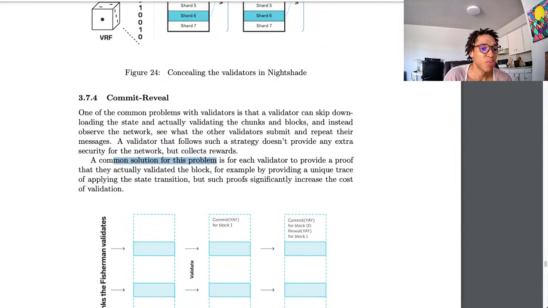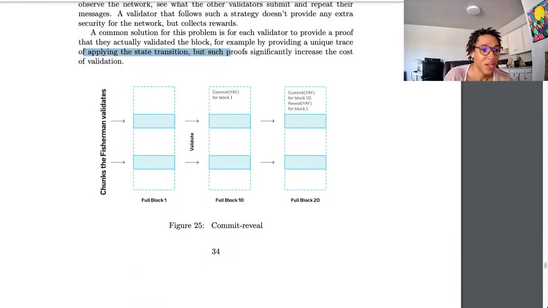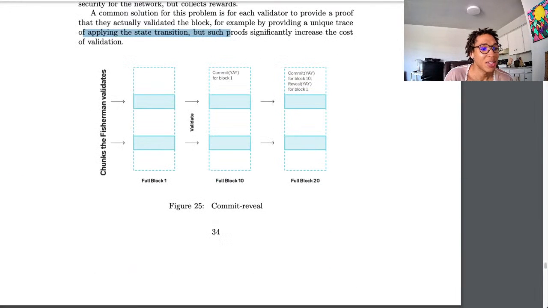A common solution for this problem is for each validator to provide a proof that they actually validated the block, for example, by providing a unique trace of applying the state transition, but such proofs significantly increase the cost of validation. Agreed. Security is expensive. Let's see how they did it. Oh, with a commit reveal scheme. Very cool, very cool.